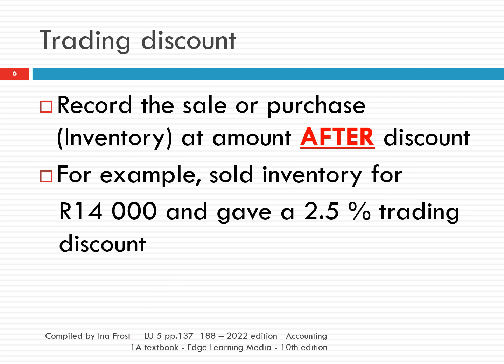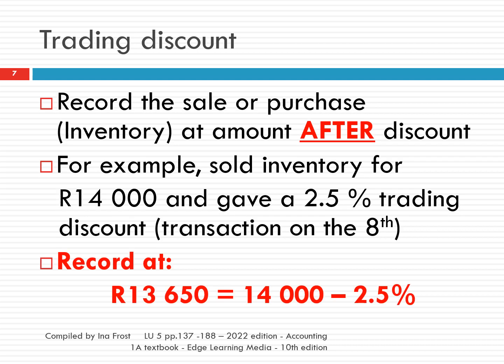So let's look at this example. We're selling inventory at 15,000 rands, and we're giving a 2.5% trade discount. Quickly get your calculator and see if you can work out what amount we need to record, say for example, if this was a cash sale. At which amount are you going to record the cash sale in your cash book receipts?